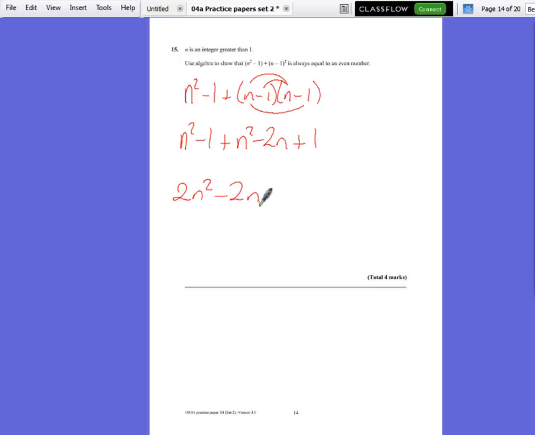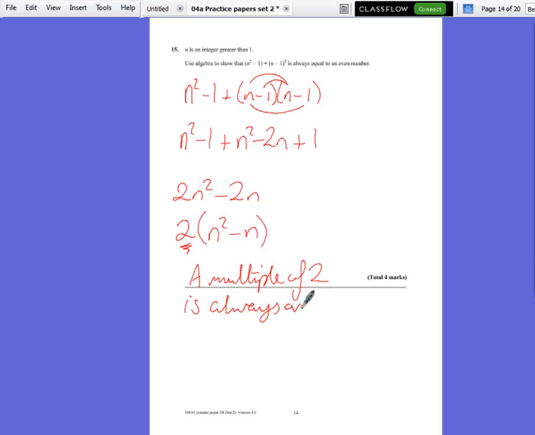To show that it's an even number, you must factorise that and pull a factor of 2 out. So if we factorise that, 2 brackets n squared minus n, this shows that it's an even number. So we must write a multiple of 2 is always an even number.